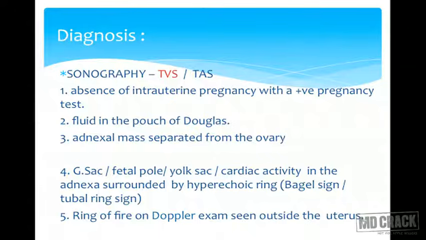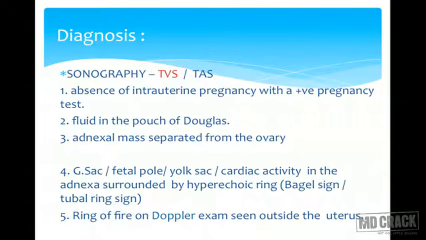Usually, there would be this hyperechoic ring or tubal ring seen around the gestational sac. This is Bagill's sign or tubal ring sign. If you put color, that means you use Doppler. Usually in intrauterine pregnancy, you see ring of fire. That means the vascularity of pregnancy will give appearance of a ring. Now this ring you are seeing extrauterine.